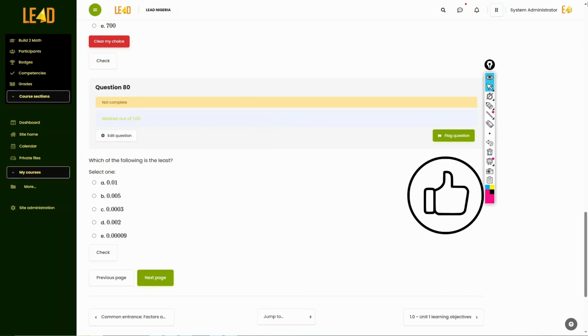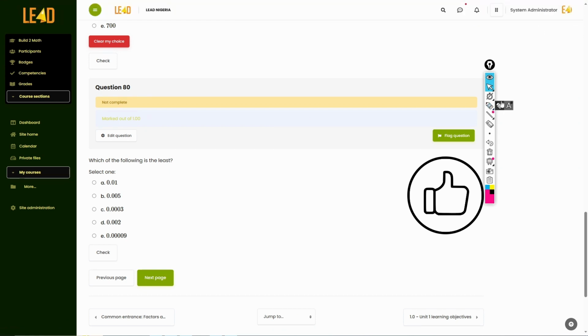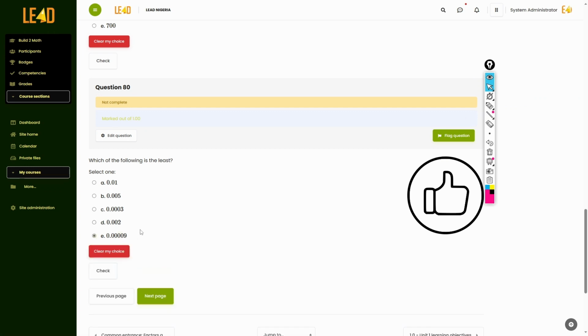This question says, which of the following is least? By considering the place value, you could guess that it is E, because it has the smallest place value. You can see after the decimal point, it goes all the way to the right. So it's obviously the smallest.